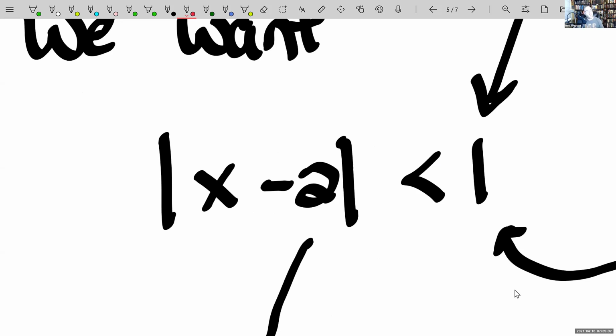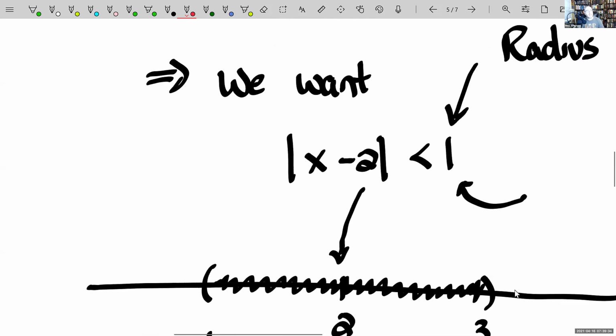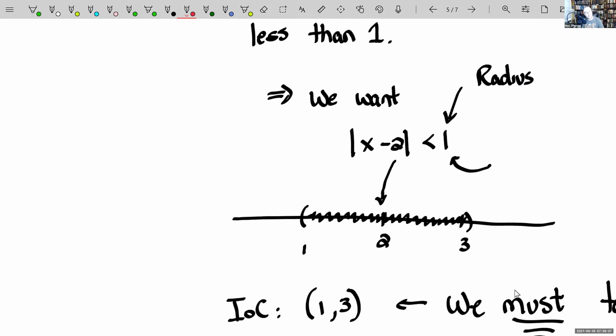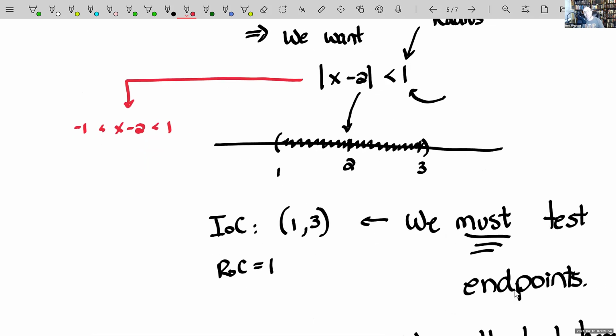And we happen to know that will be true as long as x is between 1 and 3. Just to remind you of your algebra, the absolute value of x minus 2 being less than 1 means that x minus 2 is between negative 1 and 1. Now add 2 to all 3 sides. There you go. So we get that our interval of convergence might be the interval from 1 to 3.